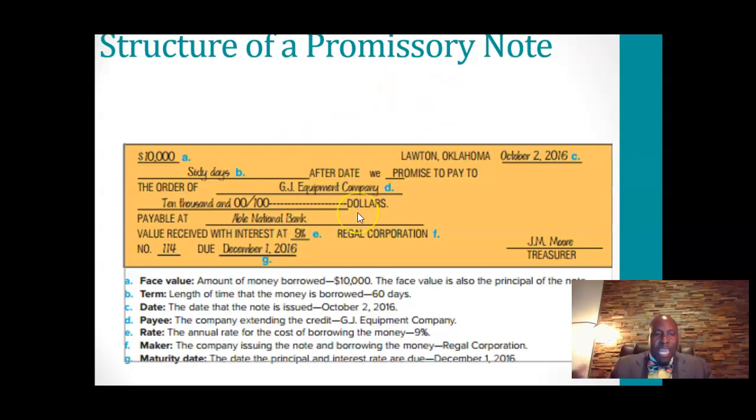So the promissory note gives you a lot of information, such as the face value, the amount borrowed, which is $10,000, the length of the term, which is 60 days, the date the note was issued, which was October the 2nd, the company extended credit, which is GJ Equipment Company, the annual cost of borrowing the money, which is 9%, the company that is issuing the note and borrowing the money is going to be Regal Corporation, and the date the principal and interest are due, December 1st, 2016.